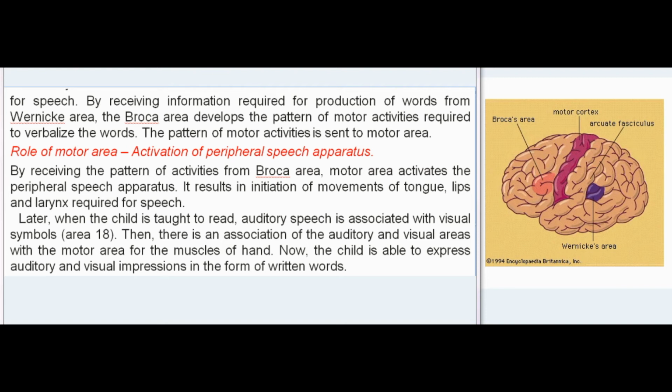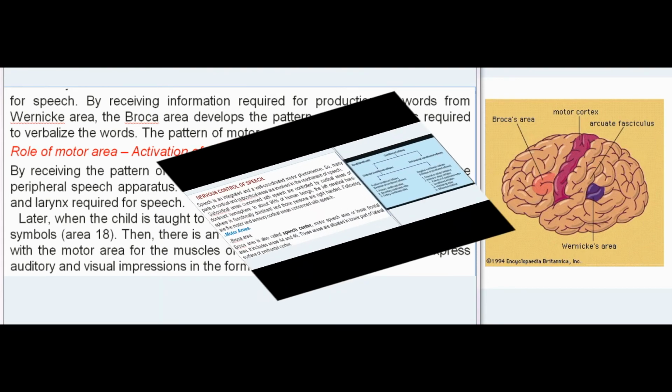By receiving the pattern of activities from Broca area, motor area activates the peripheral speech apparatus. It results in initiation of movements of tongue, lips, and larynx required for speech. Later, when the child is taught to read, auditory speech is associated with visual symbols, area 18. Then, there is an association of the auditory and visual areas with the motor area for the muscles of hand. Now, the child is able to express auditory and visual impressions in the form of written words.